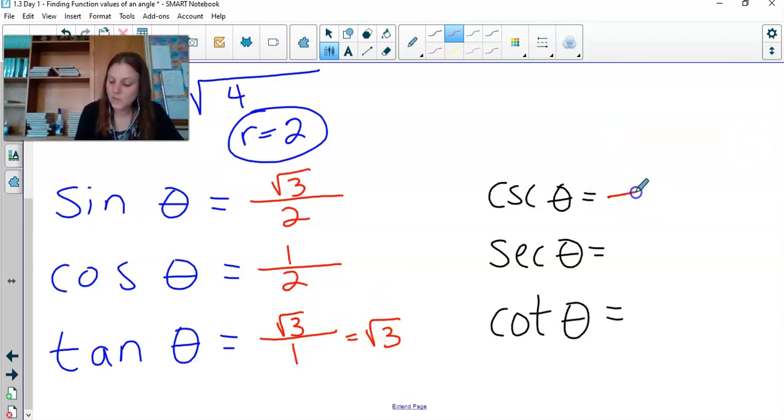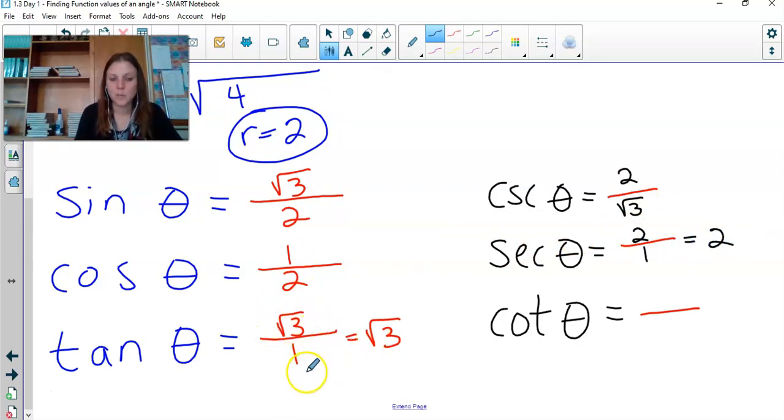The cosecant, secant, and cotangent are going to be the reciprocals. So I'm going to go ahead and flip this over. So 2 over root 3, I'm going to have to rationalize that in a moment. This is 2 over 1, which just equals 2. And this, go back to the original to flip it. It's going to be, instead of square root of 3 over 1, it's 1 over root 3, and we're going to have to rationalize it.